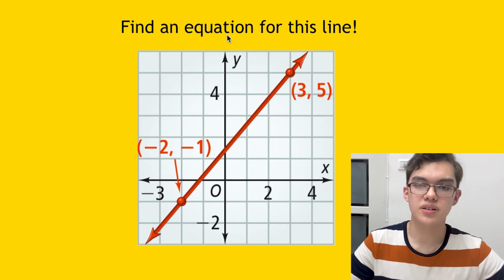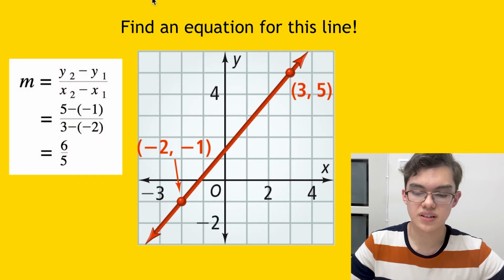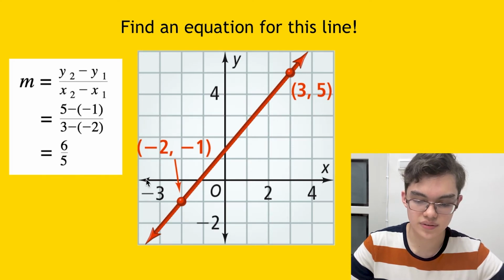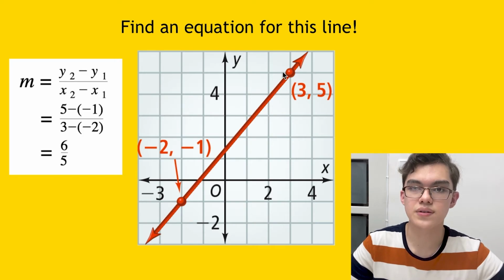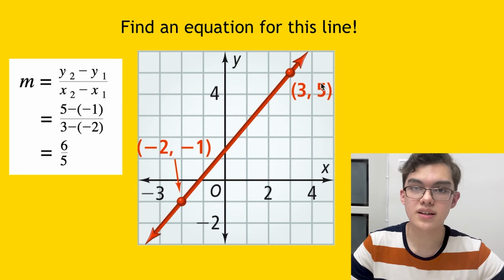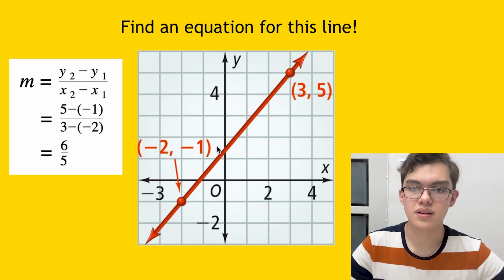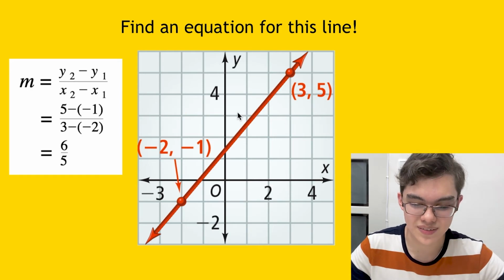Hopefully you've got that, but if you haven't, we can do it together. So first, what you would need to do is calculate the slope, and we do that by rise over run. So this is our first set of coordinates here, negative 2, negative 1. And our second set of coordinates here is 3, 5. So y2 is going to be 5, and y1 is going to be negative 1. So y2 minus y1, that would be, what is that? 5 minus negative 1, that's 6. And that took me an embarrassingly long time.